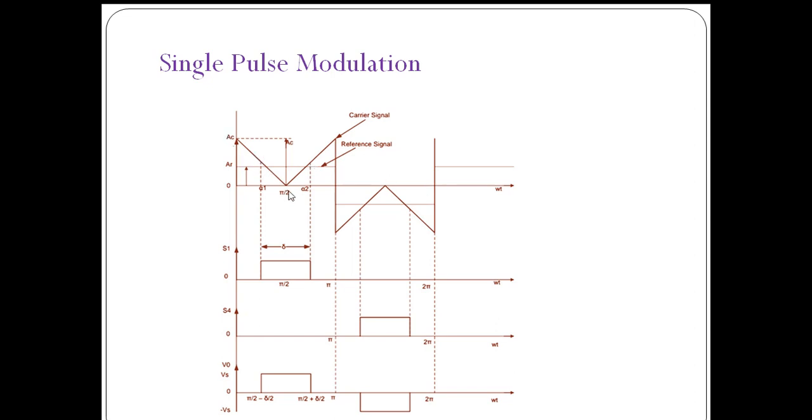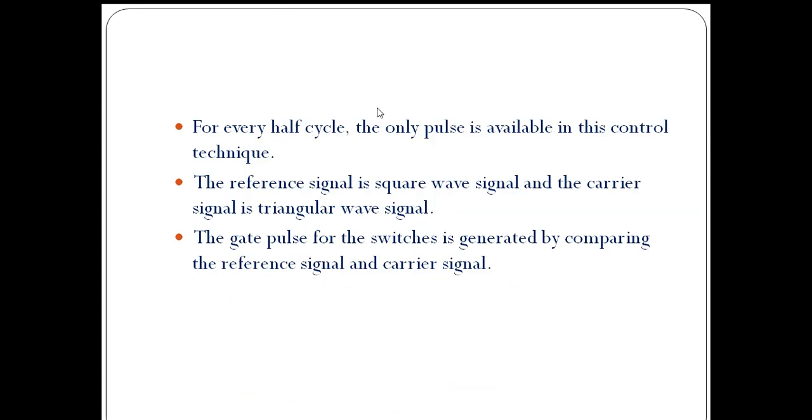This we have modulated with the carrier wave, a triangular wave. At these intersection points, we are getting the output waveform, and this output waveform V naught will be symmetrical about pi by 2 and 3 pi by 2, and this waveform is a quasi square waveform. For every half cycle, one pulse is available in this control technique.